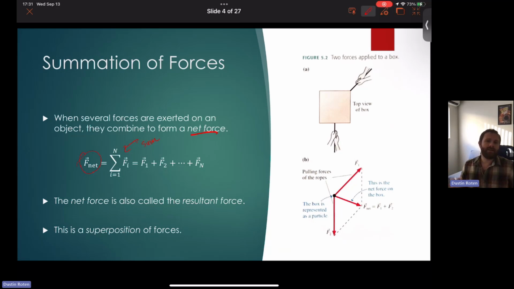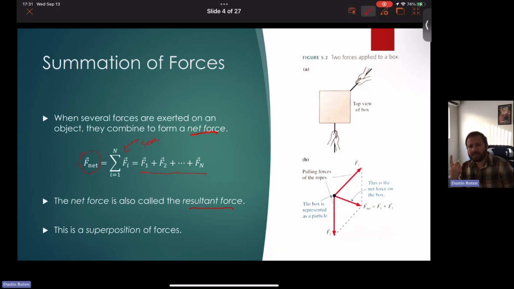So the whole idea is that to get the net force, we just add up all the individual forces acting on an object. Some other words that you might see for this exact same thing: the net force could be called the resultant force.